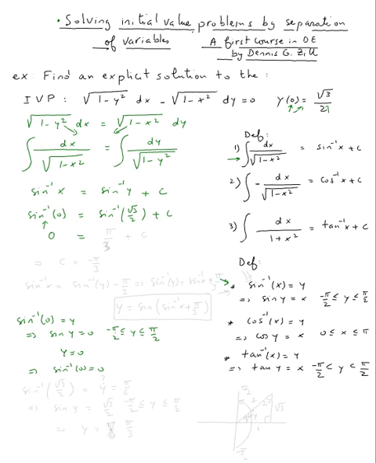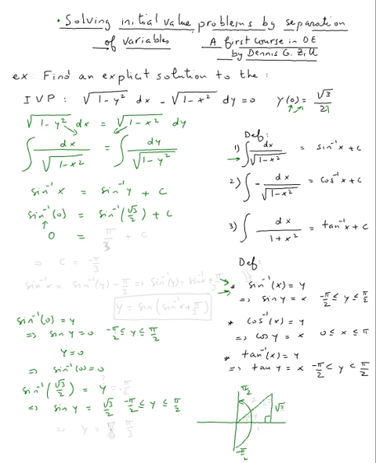Now how do I find sine inverse of square root of 3 over 2? Using the same definition, sine inverse of square root of 3 over 2, I'm going to call it y. By definition, this means sine of the angle y is square root of 3 over 2, but y is between negative pi over 2 and pi over 2. So it's either going to be in the first quadrant or the fourth quadrant. We know sine is positive, so it has to be in the first quadrant.